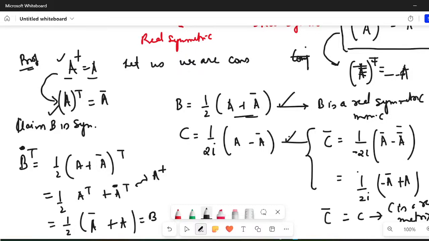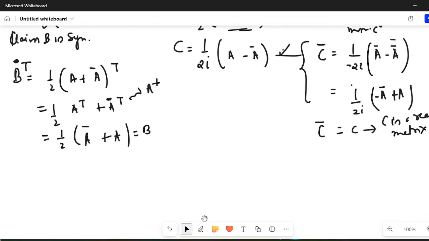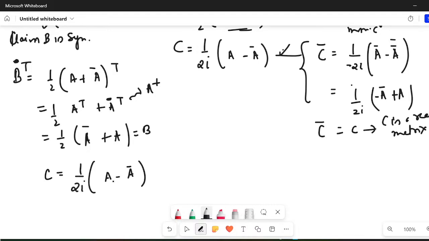Okay, so if that is the case, now let us move a little bit further to prove that C would be a skew symmetric matrix. So C is equal to 1 upon 2 iota (A minus A conjugate), right? Now if I want to see the transpose of it, what would it be? It would be 1 upon 2 iota (A transpose minus A conjugate transpose).